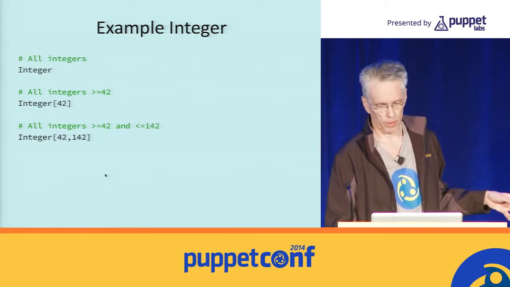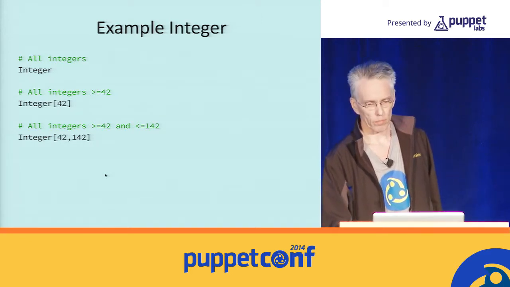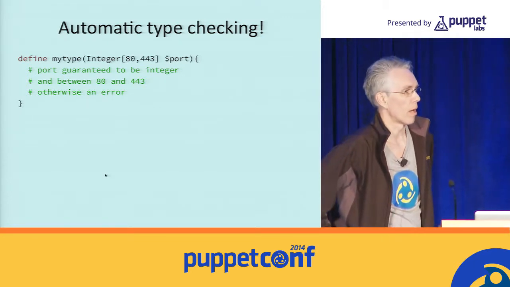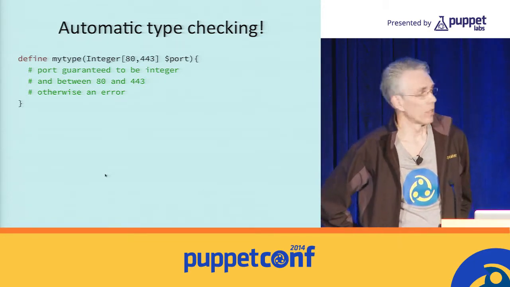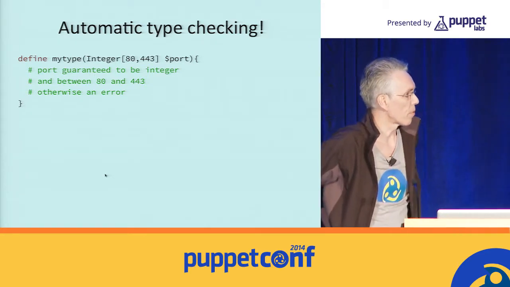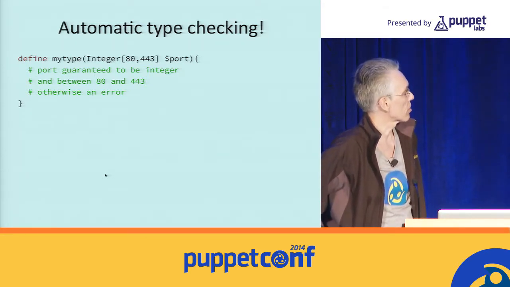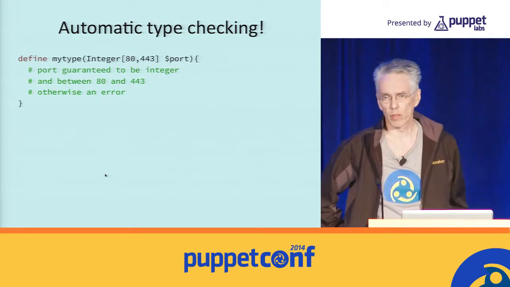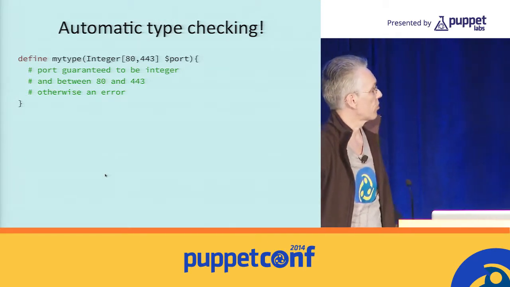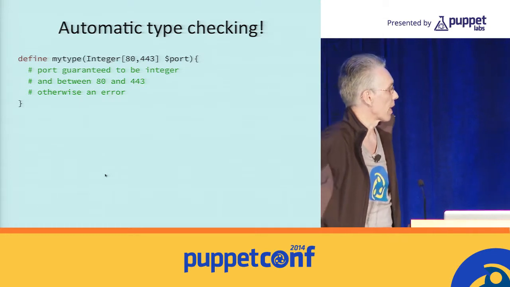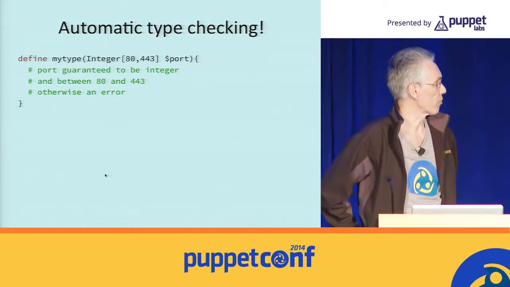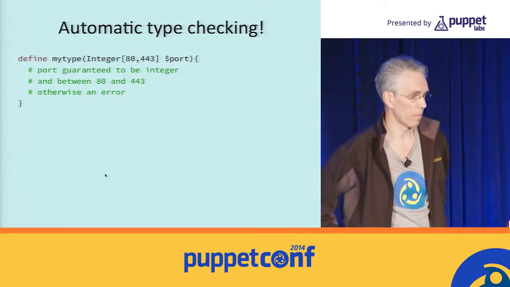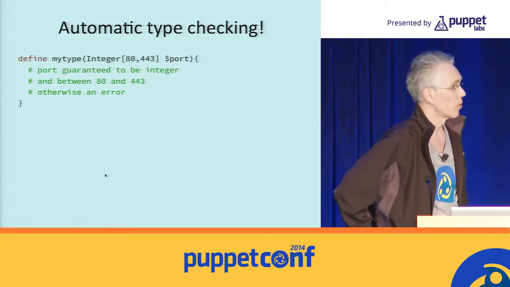I'll show you all the types, but first, sort of how you can use this. You can get automatic type checking, and you saw this in Luke's keynote, how much code and problems this can save you, just by declaring the type of a parameter, for instance, like so. So my type takes an integer that is between 80 and 443, and that's the port. And now it's guaranteed in that code that this will actually be an integer, and it will be between 80 and 443, or Puppet will give you an error message and say that this is not a compatible type and why that is so. And that saves you a bunch of calls.